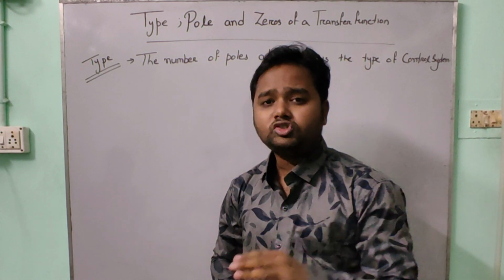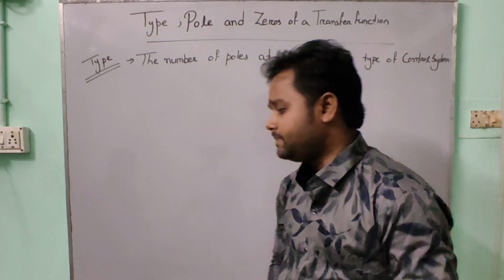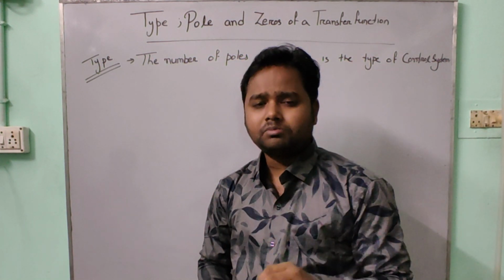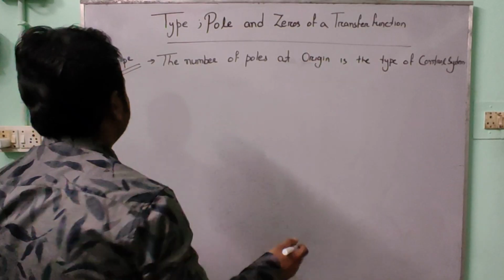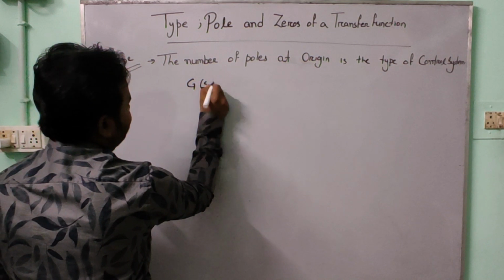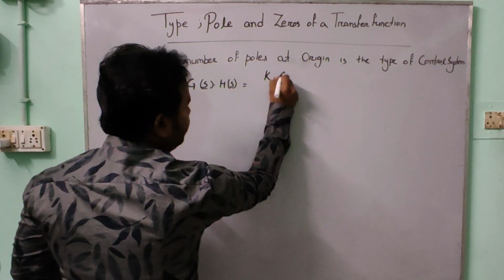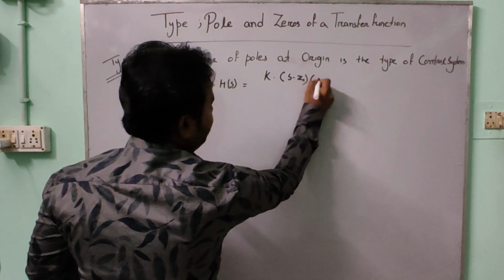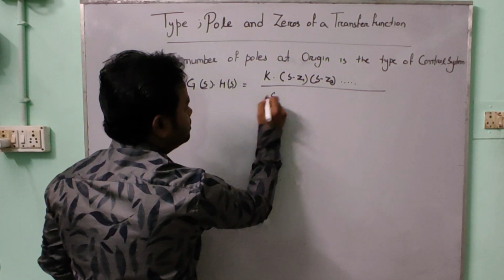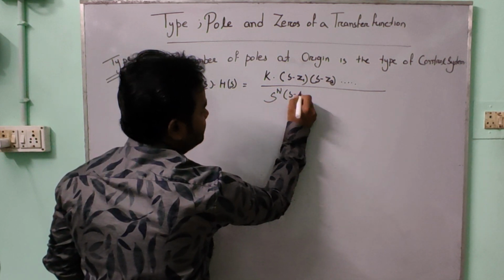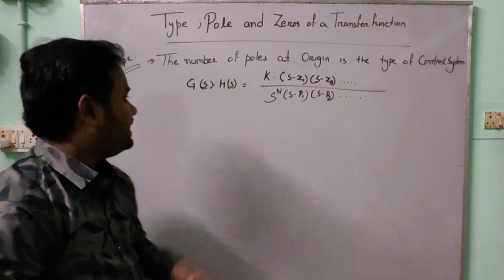Before going to type, we have to study what is a pole. So first we will study what is pole and zero of a transfer function. We have studied that in a transfer function there are two parts: one is the numerator, one is the denominator. So let's take an example. The transfer function G(s)H(s) is equal to constant K into (s minus z1) into (s minus z2), and so on, divided by s to the power n into (s minus p1) into (s minus p2) and so on. This is a transfer function.